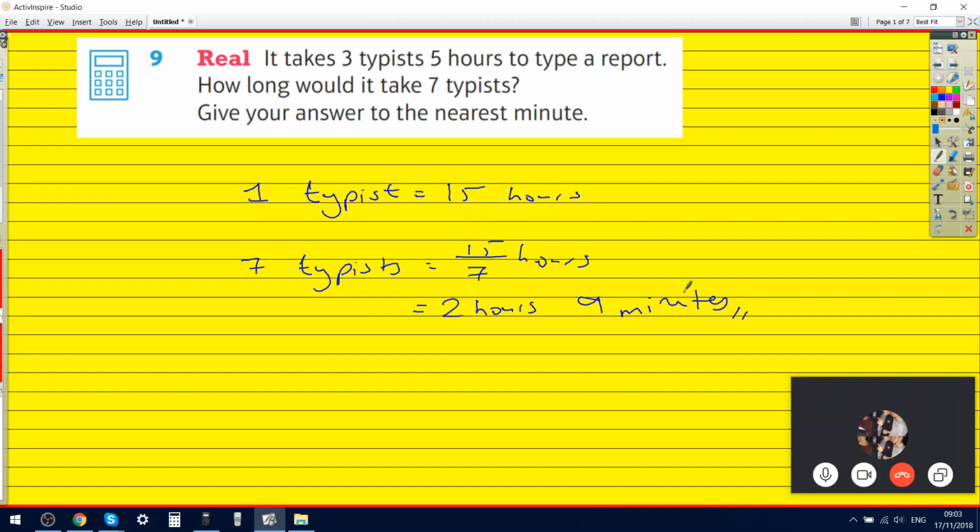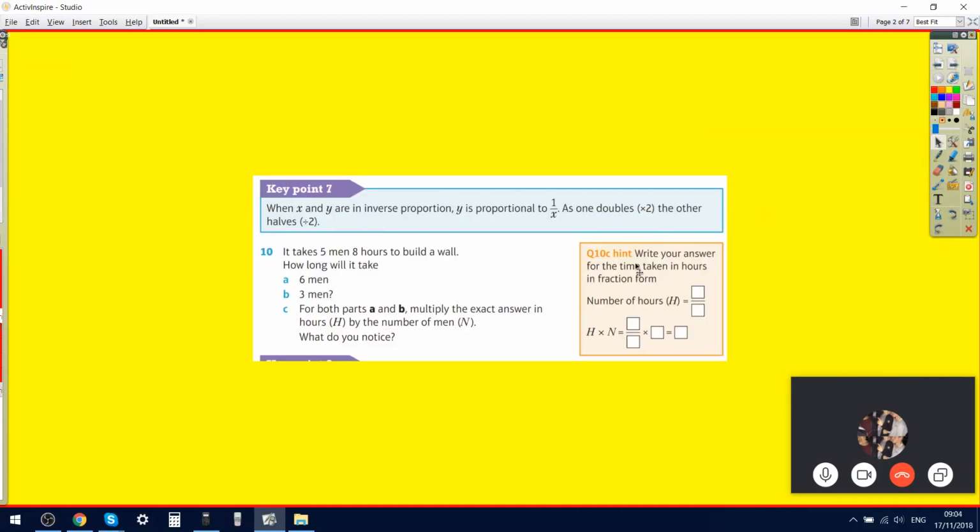So direct proportion is y equals kx, y equals k times x. Inverse proportion is y equals 1 over x. So this time, let's say as one halves, the other doubles. So it increases, and it'll be 1 over x times by k. And a simpler way to write that will be y equals k over x. It helps to write it that way for other questions.